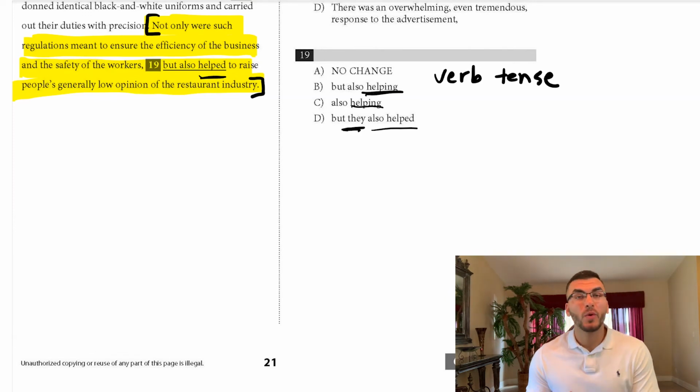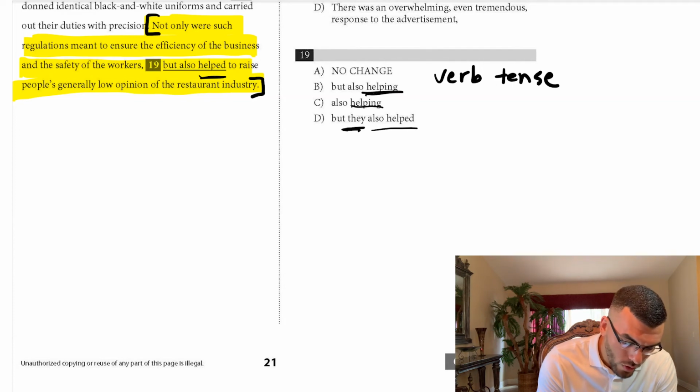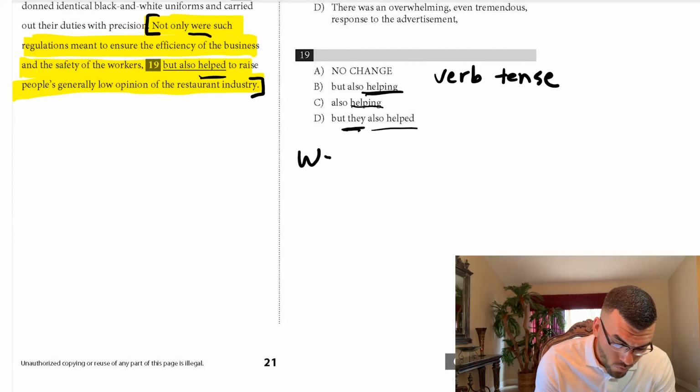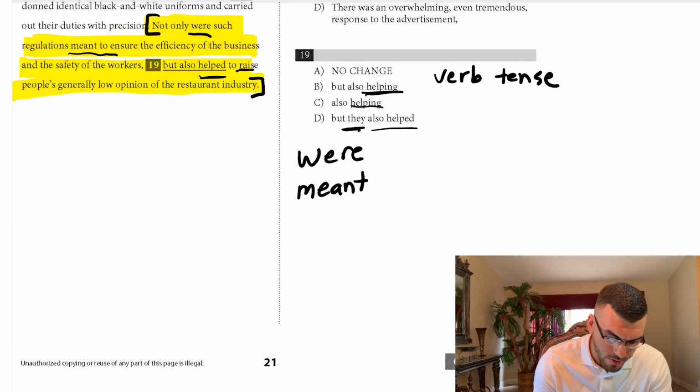So what do we do if the verbs are changing? Now what do we have to check? That we're dealing with verbs. We have to see where this sentence is taking place. We have to look at the other verbs in the sentence to determine is this taking place in the past, present, or future. So not only were such regulations meant to ensure the efficiency of the business, but also help to raise people's generally low opinion of the restaurant industry.